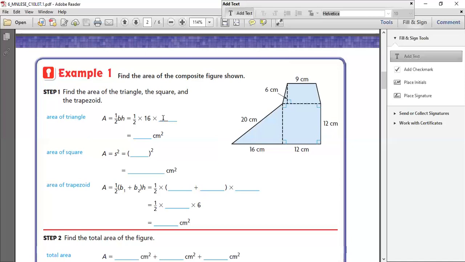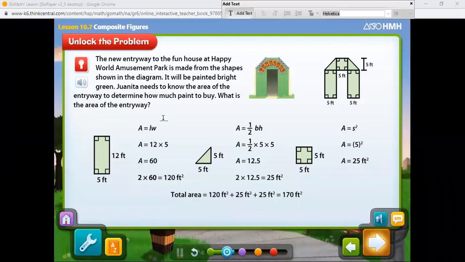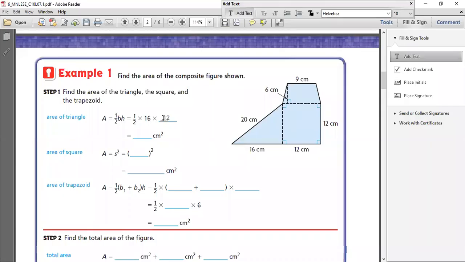Okay, as usual, it doesn't want to respond. So fine. Once you multiply half with 16 and 12, what's the answer you're going to get? Half of 16 is 8.